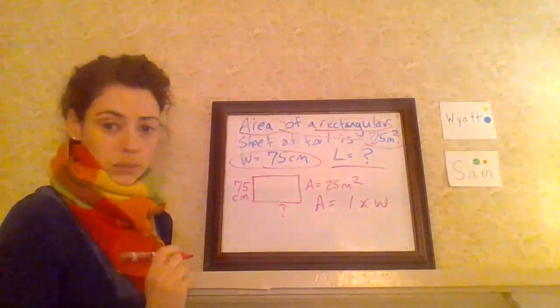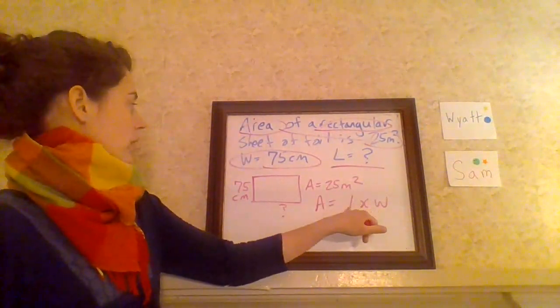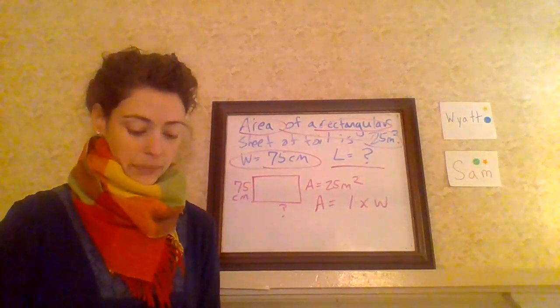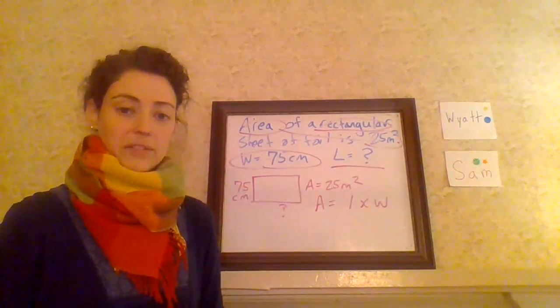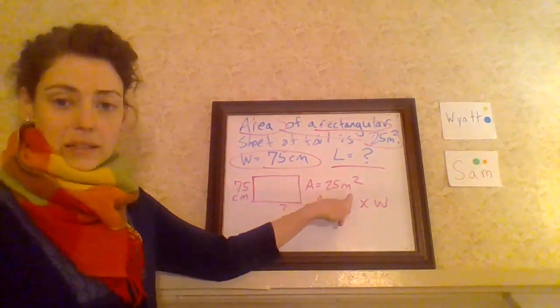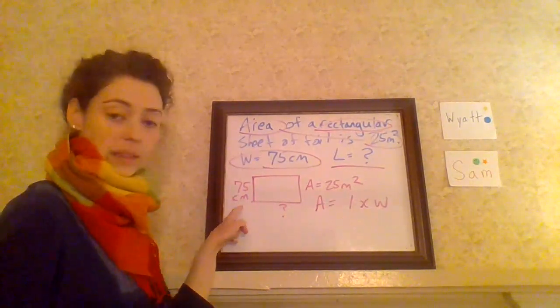Now what we would normally do here is put in our number for area and our number for width, and then solve for length. But before we do that, we have to change some of the units. If you look at it, the area is in meters squared and the width is in centimeters.